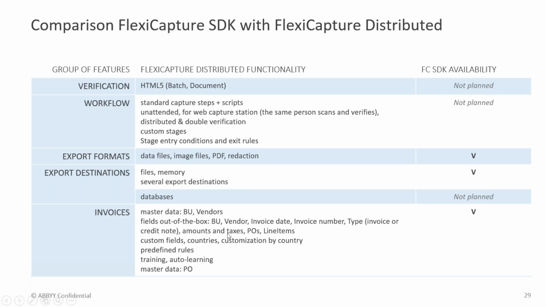Invoices, all of this is here. Business unit, vendors, fields out of the box. You can see the fields that are available that you'd expect: vendor, invoice date, invoice number. For those of you that aren't familiar with our FlexiCapture for Invoices product, when I give that demo, sometimes I will get the vendor data set and a PO data set from the customer, take 10 of their invoices, and run that. With little to no training, most of the time right out of the box, it's going to get some of these main fields: the invoice number, the vendor name, probably the line items. It works really well.